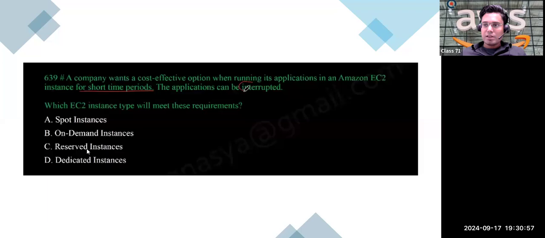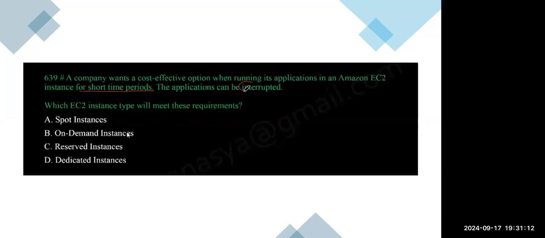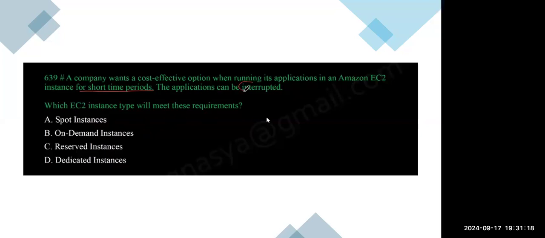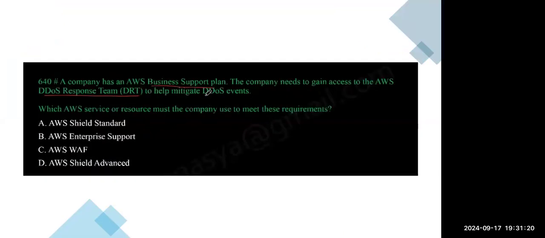So reserved instances, if you select 1 year, 2 years, then reserved instance. Okay, so coming again here. If the company is talking about cost effective, and the application can be interrupted, then Spot Instance. If it says cannot be interrupted, then On-Demand. And if it said 1 to 3 years, then that would be Reserved Instance. Right, correct.